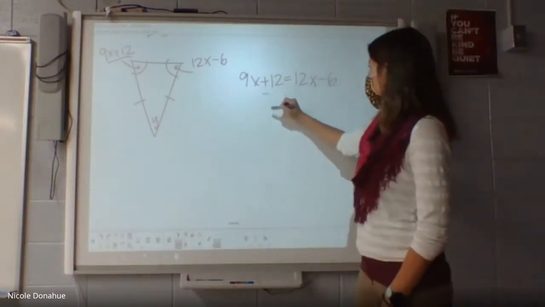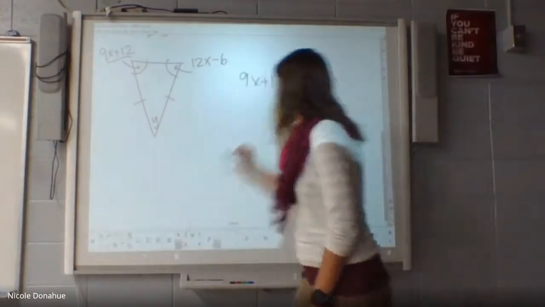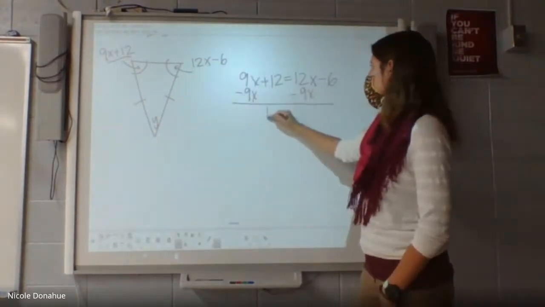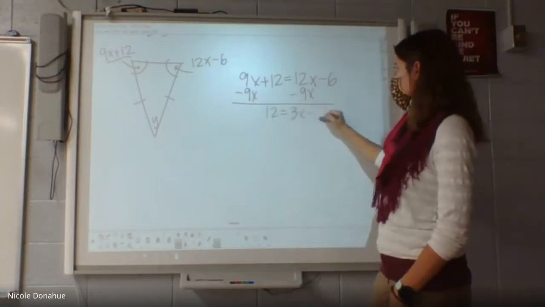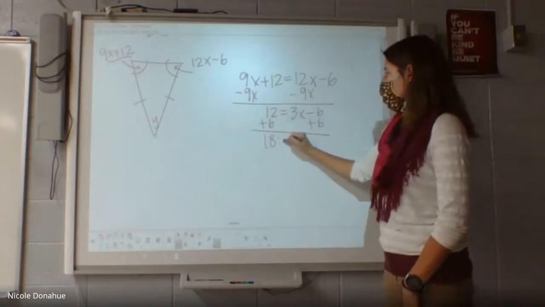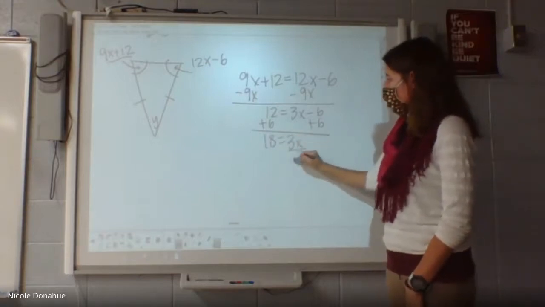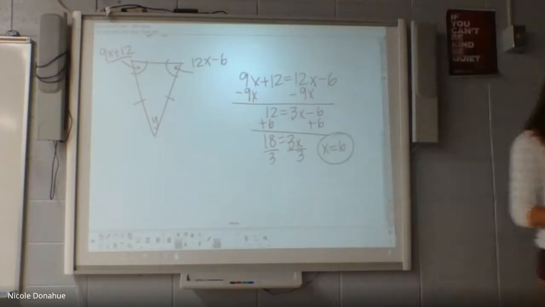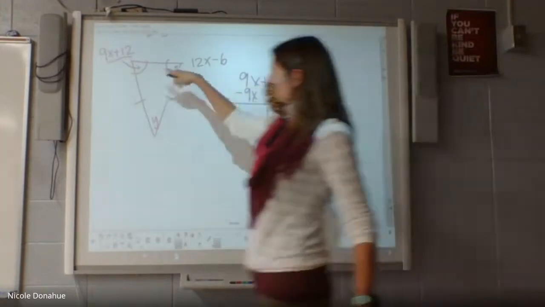So I move that smaller x first. Move this 6 back over. So we find out x is 6. And a lot of you guys got to this point. And then once you know x is 6, then we have to put that back in so we can figure out what those angles are.